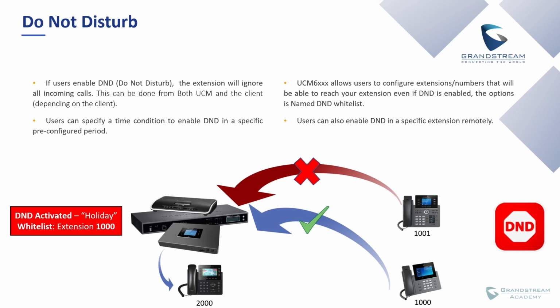And this is what we call DND whitelist, and you can configure up to 10 numbers in the DND whitelist. In our example, DND is activated during holiday time, and only extension 1000 can still make calls to extension 2000 through the UCM. The call from extension 1001 will be rejected due to the activated DND feature.